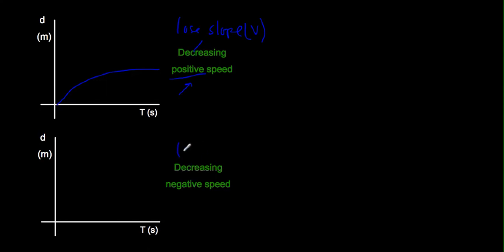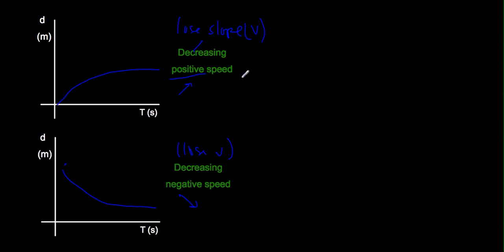Decreasing negative speed also means we're going to lose slope. But this time we have to do it going this direction because, again, we're going in a negative direction. So I might start in this way and slowly make my way down and level off. Again, started with slope, ended with very little slope or no slope at all.